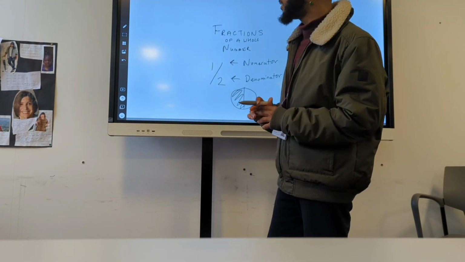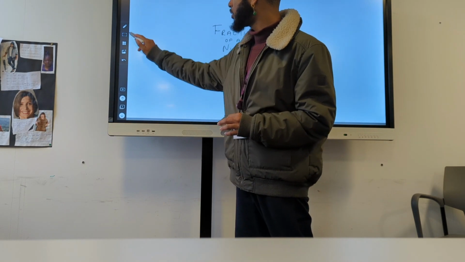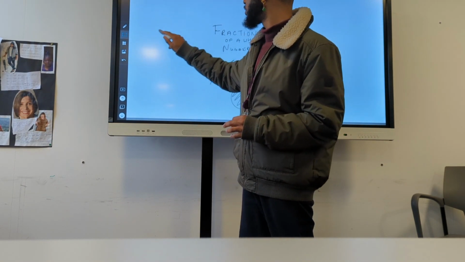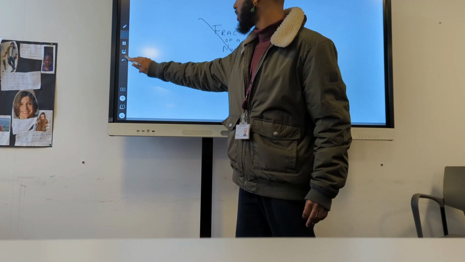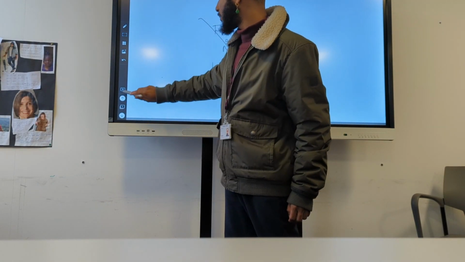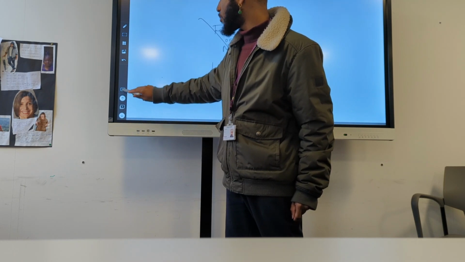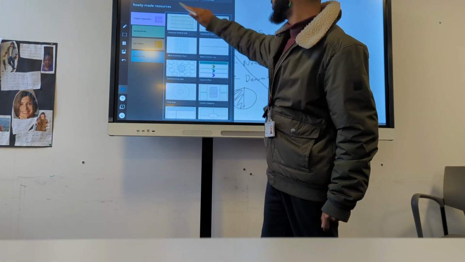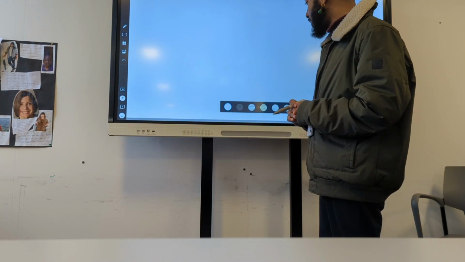So with that being said, we're going to go through a few questions, and hopefully we can make more of an understanding, sorry about that, we'll make more of an understanding of how we can do fractions and find a fraction number of a whole number. So hopefully that makes sense. I'll show you an example.